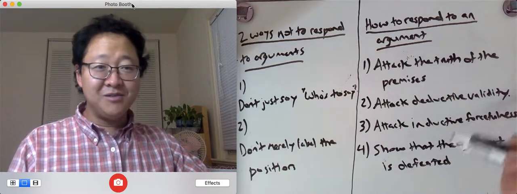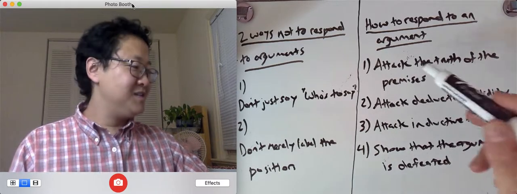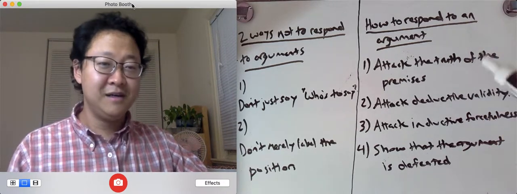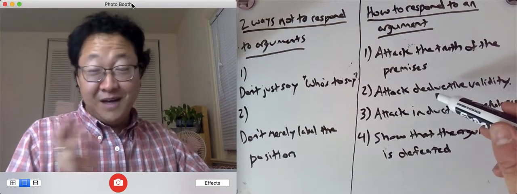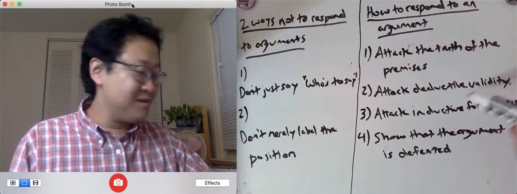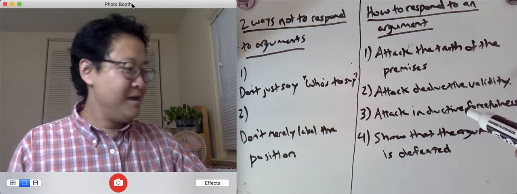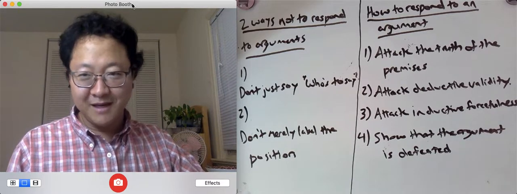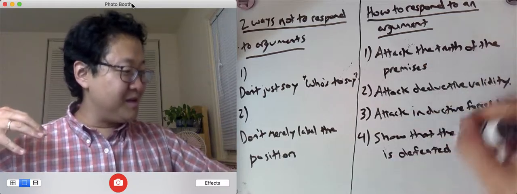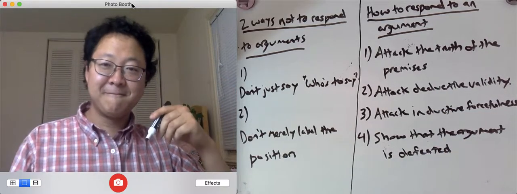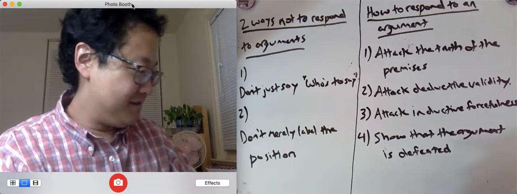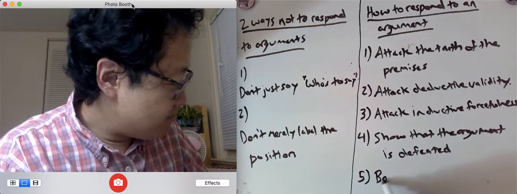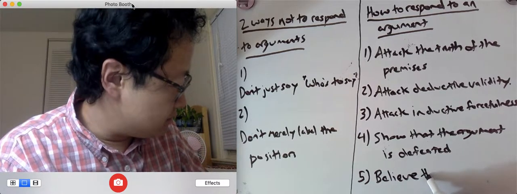Now, suppose you tried to do all four of these things and you failed. So you weren't able to successfully attack the truth of the premises, so the premises are reasonable to believe. It turned out that the argument is either valid or forceful. It's one of those. And supposing it was forceful, you weren't able to show that the argument was defeated. So what if you failed in all four of these? What should you do? Here's number 5. Believe the conclusion.